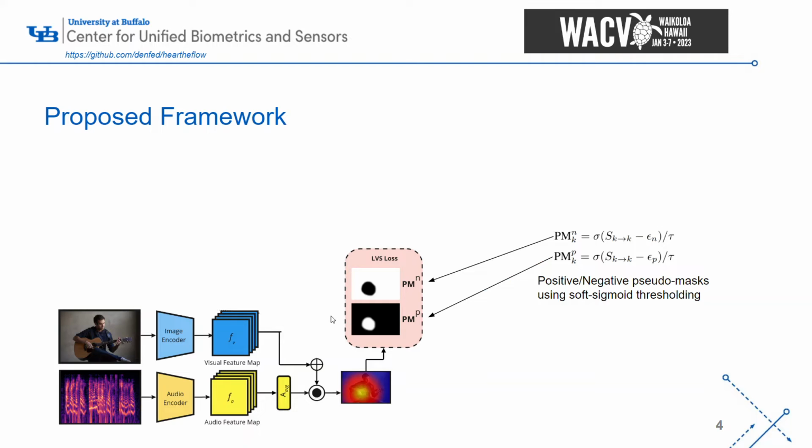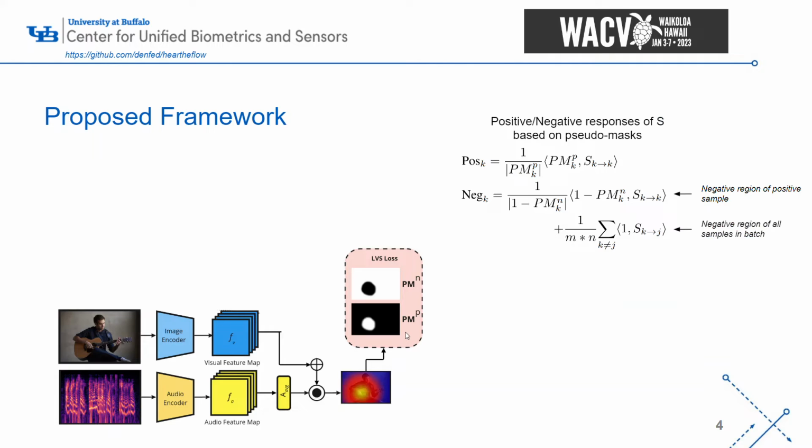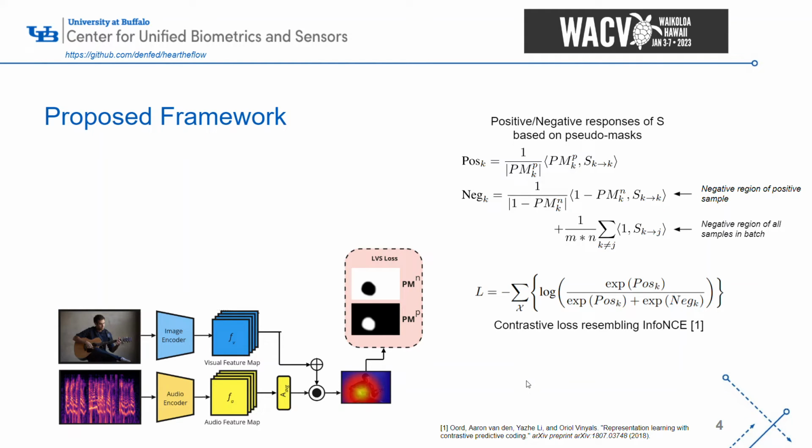And to train this in a self-supervised fashion, we create positive and negative pseudo-masks. Essentially, we're thresholding this heat map, and then we aggregate these positive and negative responses, very similar to what we see in many contrastive learning methods. And then we train this with a loss resembling InfoNCE, again very common in the self-supervised learning space.